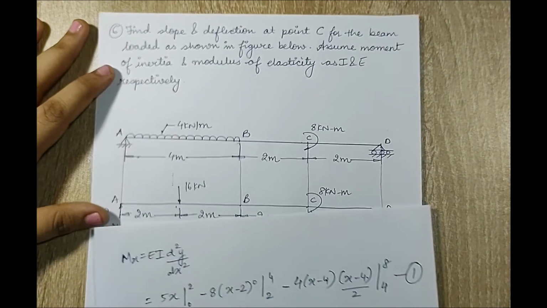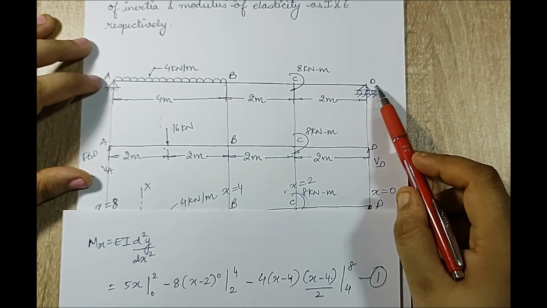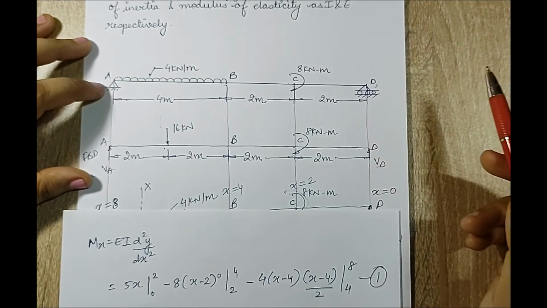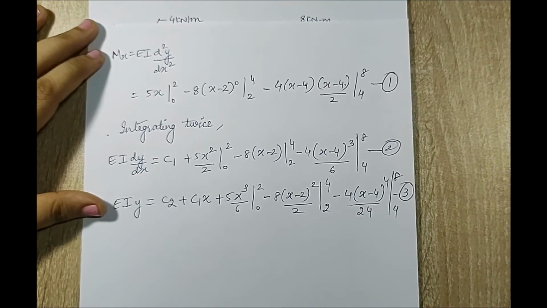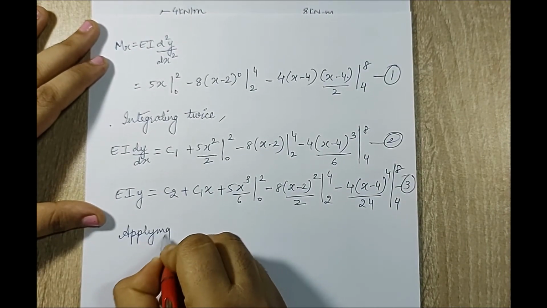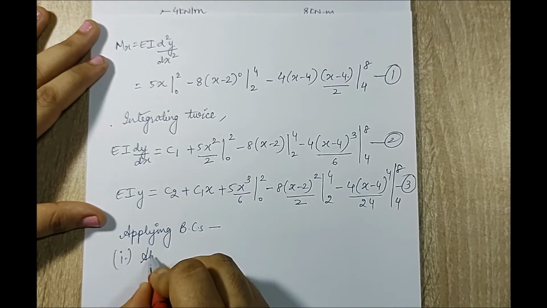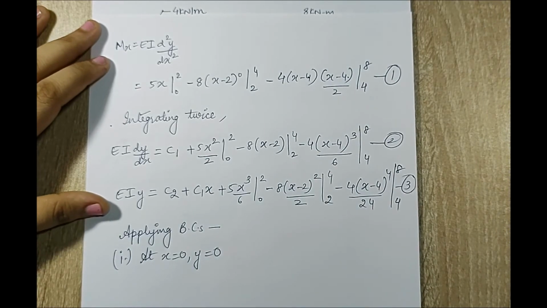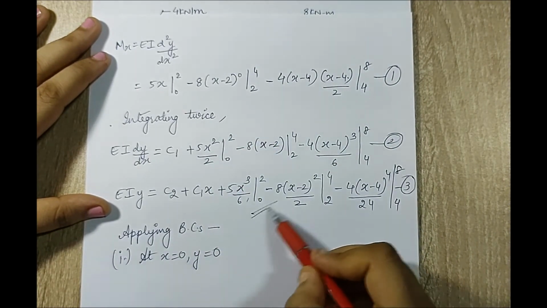Now I have to apply the boundary condition. I can see at D my value of x is 0, y is 0. At A the value of x is 8 meter. Here also y is 0. So I will start with the point D. I will write applying boundary conditions. First one is at x equal to 0 at point D, y will be 0. Now D point is over here, so I'll just write up to this point.